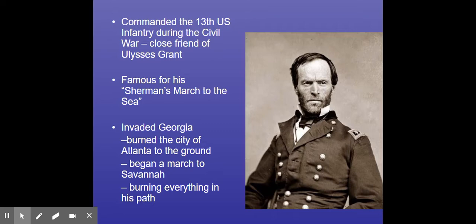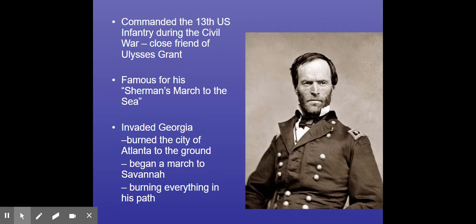He will reach Savannah in December 1864, and he telegrams Abraham Lincoln and says, "I present to you the city of Savannah as a Christmas gift." Then he's going to begin to move north, headed up to Virginia to hook up with Grant because Grant is heading toward Richmond, and the idea is to capture the Confederate capital and end the war. Sherman is moving through the Carolinas by the time Richmond falls.